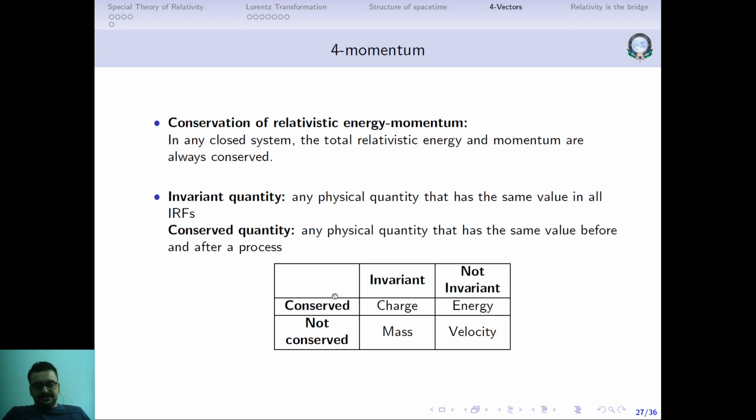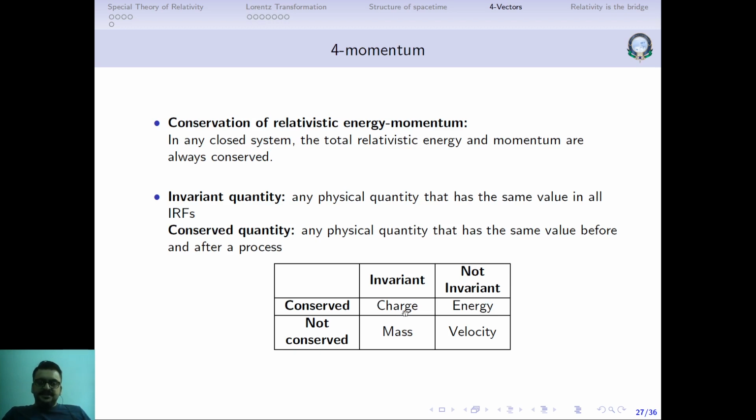So I've made a table which will help you to quickly remember. What are the quantities? For instance, mass. Mass is invariant, but it is not conserved because mass can change. Energy and mass are interchangeable. So whether you measure mass in one inertial frame or another, it is always going to be invariant. But the mass before a process and after a process need not remain the same. So mass is not conserved. Energy is always conserved. But the value of energy that you measure will change from inertial reference frame to inertial reference frame.